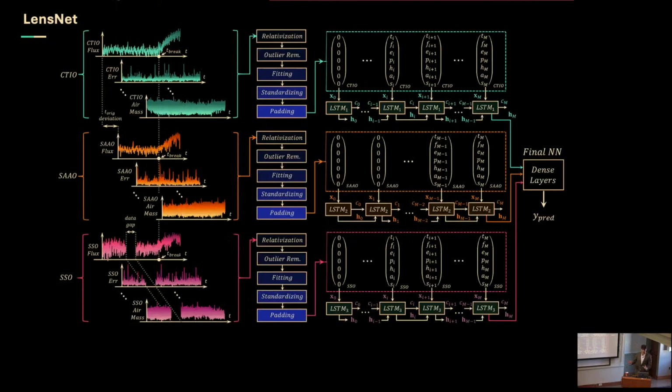This is sort of how the pipeline looks. Well, the first pipeline that we worked on; there's an updated one that I'll tell you a little bit about. You can think of it as 3 blocks. The top block is the CTIO data. You have the flux, the flux error, different features that we considered initially, and then the air mass and so on. Then you process each of those features with certain functions: relativization, outlier removal, some fitting, some standardization, some padding, and so on.